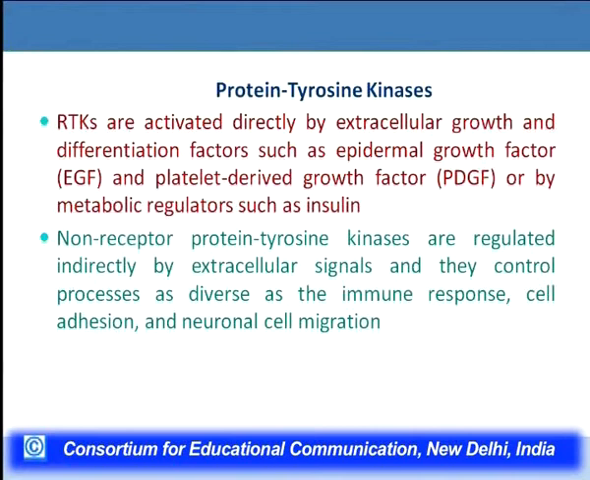But non-receptor protein tyrosine kinases, because they are present in the cytoplasm, will be activated or regulated only indirectly by the extracellular signals, and they will be regulated only by production of effector molecules when the extracellular signal binds to its own receptor molecule. And these non-receptor protein tyrosine kinases control a large number of varied and diverse processes like immune response, cell adhesion, and neuronal cell migration.